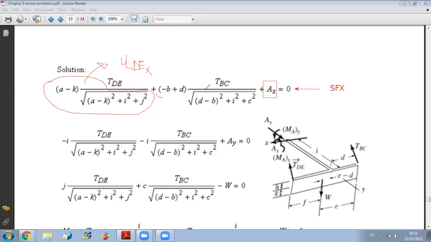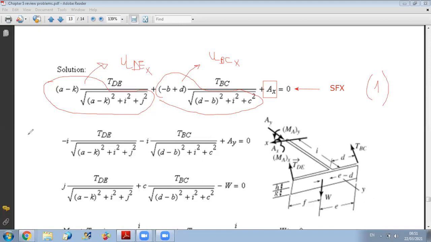It's TBC times the component of x for unit vector of BC. So this is unit vector of BC component along x also. These are the forces along x. So you get a first equation. This is relation number 1.